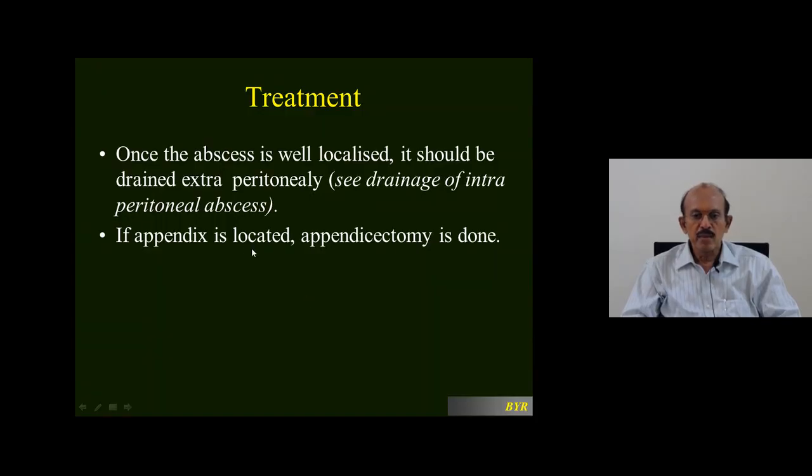If you can locate the appendix, you can do appendectomy, because the structures are all edematous and congested. In an abscess cavity, sometimes the appendix may not be possible to locate. So don't dig for the appendix. If the appendix is easily located, do appendectomy. Otherwise, leave it like that and do appendectomy 6 weeks later.